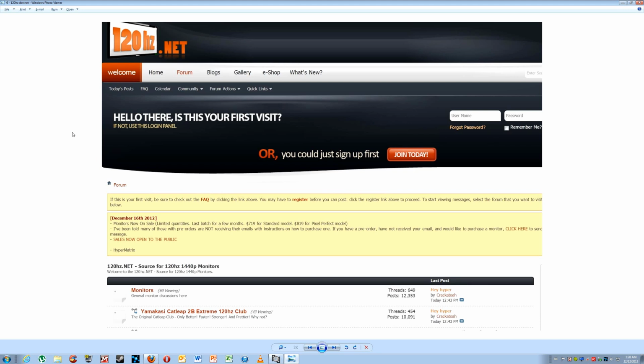And 120hz.net is still an excellent site. I personally am on there all the time, but it is more or less devoted solely to the Cat Leap 2B. So Hyper and Scribby set up this website to provide the 2B monitor, but of course there was also another reason for this. The amount of monitors that had the overclockable PCB were still very limited in number. It wasn't entirely clear whether they were going to continue being available forever.